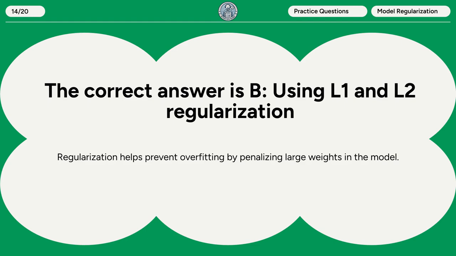The correct answer is B. Using L1 and L2 regularization. Regularization helps prevent overfitting by penalizing large weights in the model.